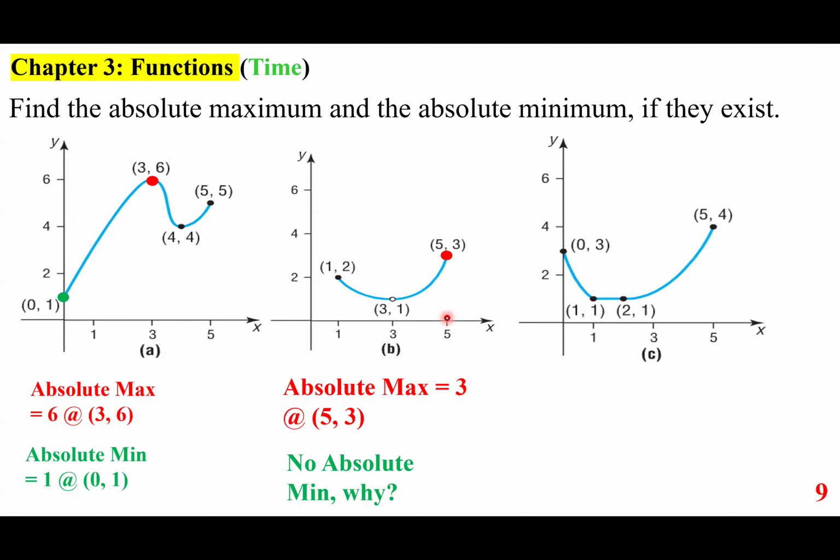What about this function? The largest y coordinate as you look at this graph is this one. Therefore, this is the location of an absolute max, meaning absolute maximum is equal to 4. When we say min or max, we are referring to the y coordinate. So absolute max equals 4. At what pair? 5, comma 4.